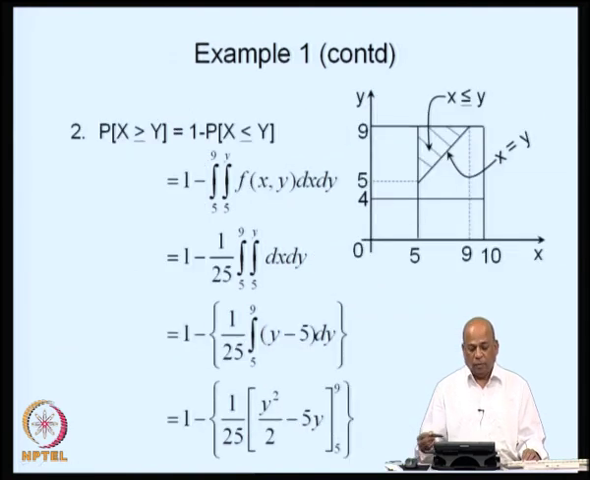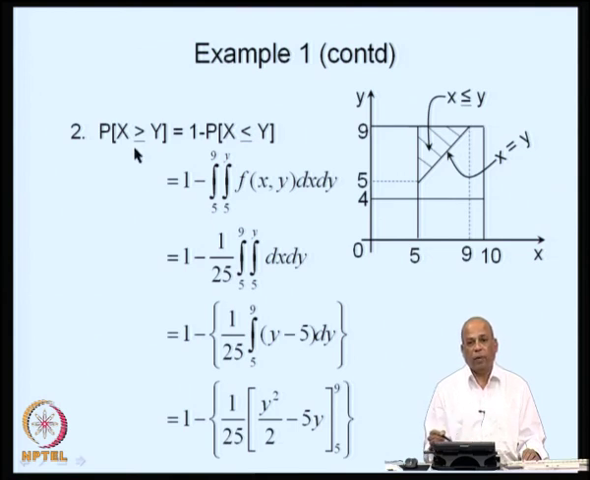Then we look at the problem: what is the probability that x is greater than or equal to y. Now, for this we first identify the range space over which f of x y is defined to be non-negative. Look at this figure. This is your y and this is x. So, y takes on values between 4 and 9, x takes on values between 5 and 10. So, this is the range over which f of x y is non-zero, it is non-negative, and we are interested in getting the probability that x is greater than or equal to y.